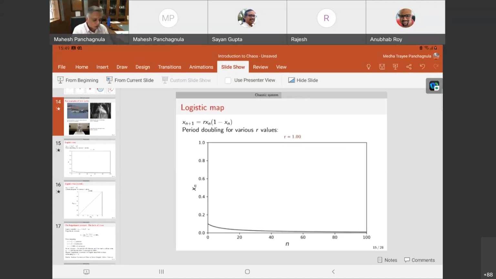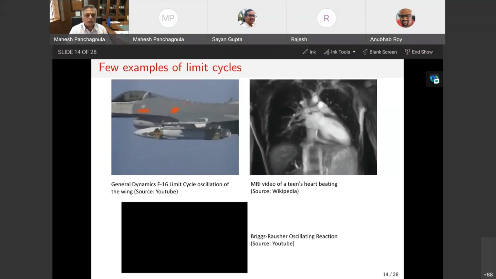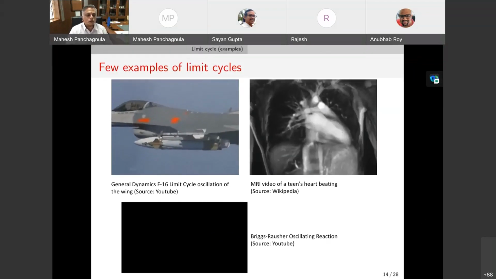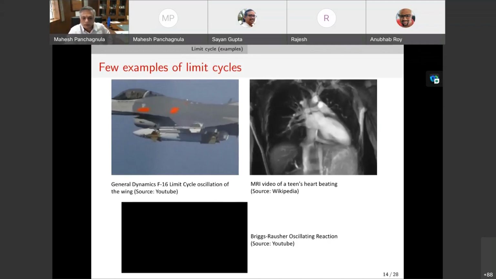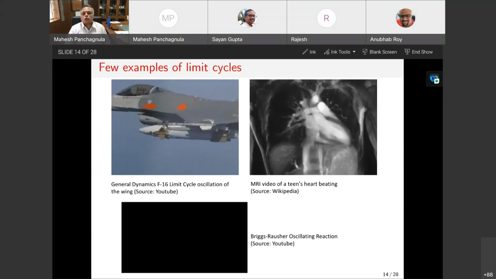So there are several examples of these limit cycles. In this particular case, the buffeting of a wing of an aircraft that you see here is a case of a limit cycle solution. Similarly, the video of a beating heart is actually a limit cycle. For some reason, this video is not playing now, but it played just a moment ago. Briggs-Rauscher is an oscillating chemical reaction, and it shows some very interesting patterns for limit cycle again.